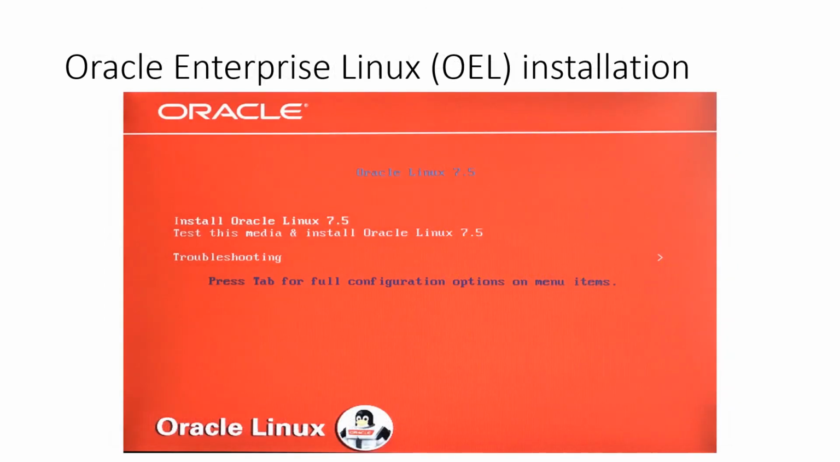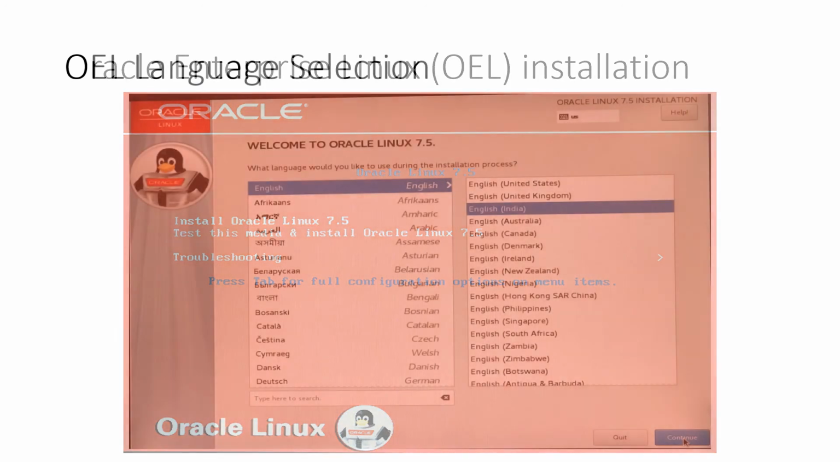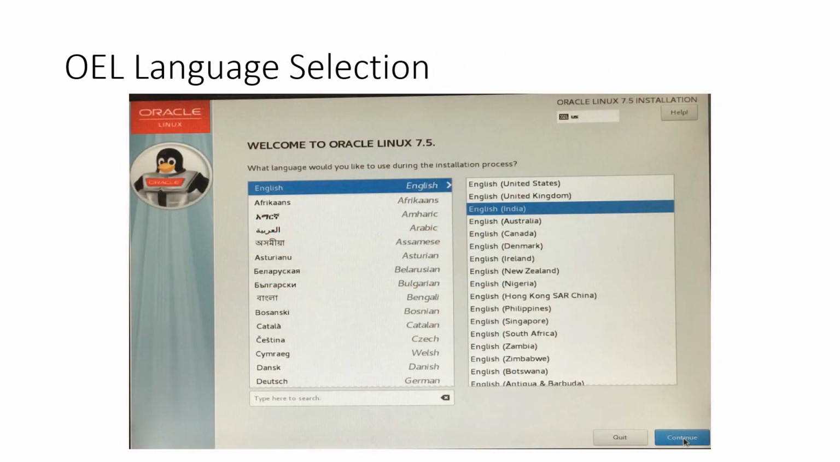We are using Oracle Enterprise Linux, OEL, for the installation in this session. Select the Install option. A welcome screen is shown, which notifies the user to select the appropriate language and the region for the current install.